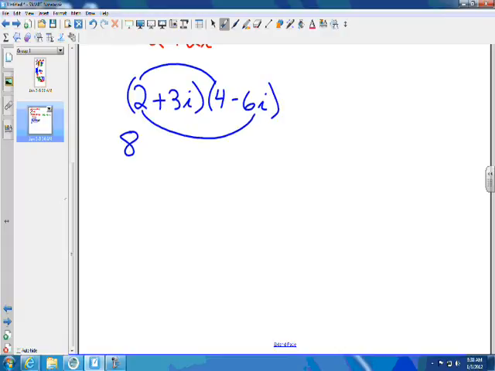2 times negative 6i, negative 12i. And then the inside numbers would be plus 12i, and that would happen. And 3i times negative 6i. Negative 18, what? You got i times i there, i squared.